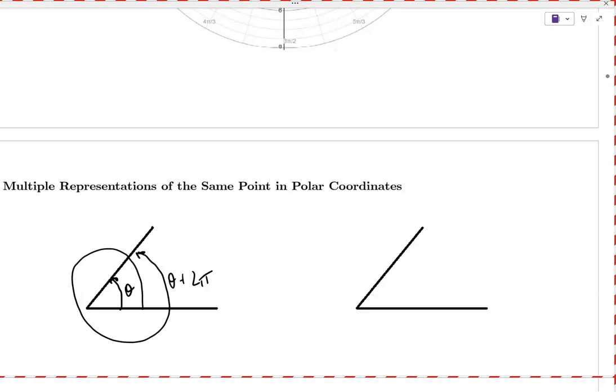Okay? So this point here would end up in the same spot if you added or subtracted any multiple of 2 pi to it. You would end up in the same spot, right? This is different than what we do in rectangular coordinates or in Cartesian coordinates, right? In Cartesian coordinates, there's one and only one representation. In polar, there are multiple representations for the exact same point.